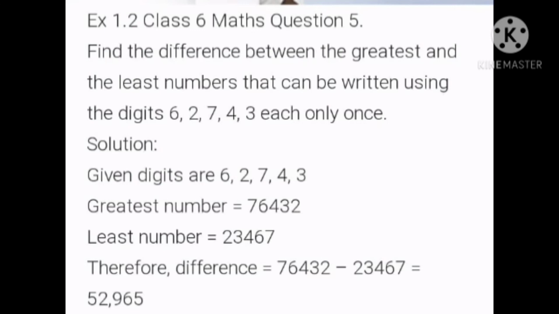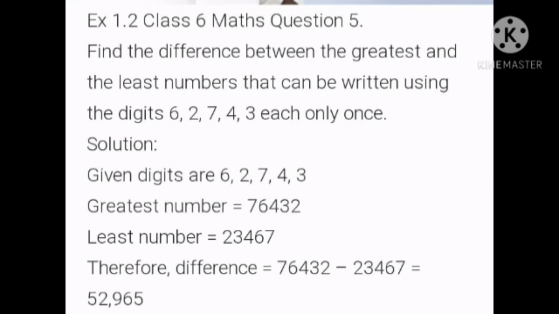Let us see the fifth sum. Find the difference between the greatest and least number that can be written using the digits 6, 2, 7, 4, 3, each only once. Difference in the sense, what is the difference between 5 and 2? It is 3. That is nothing but 5 minus 2 gives you 3. So difference in the sense it is subtraction. So what are all the digits given? 6, 2, 7, 4 and 3.